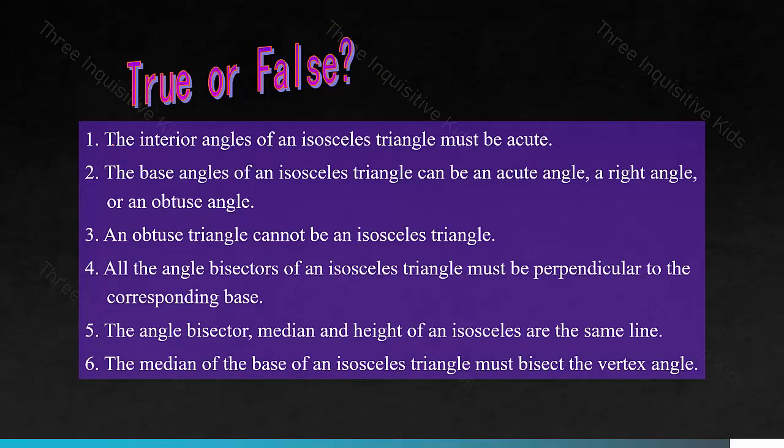Now, true or false? Number 1, the interior angles of an isosceles triangle must be acute. That is false. What if you have an isosceles triangle that is like this? In this case, this angle would be obtuse. And if you had an isosceles triangle like this, the angle would be 90 degrees. The base angles of an isosceles triangle can be an acute angle, a right angle, or an obtuse angle.